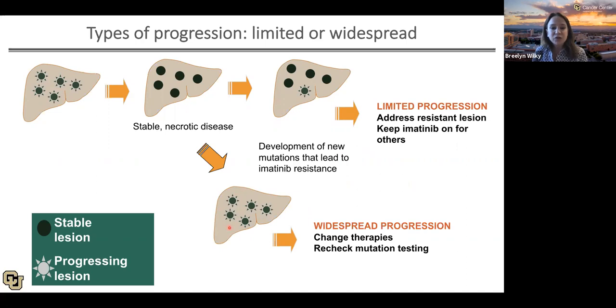If you do have a situation where multiple lesions are progressing, then most often we wind up needing to change therapies. And it's at these points where one needs to think about potentially rechecking mutation testing. And we'll talk about this more, but the idea is that do we know more, and can we better alter our therapies if we know exactly what mutations are driving the growth of disease? And so we'll talk about that in a little bit.